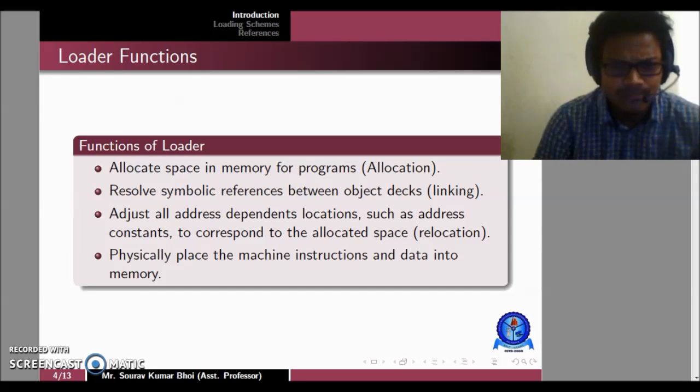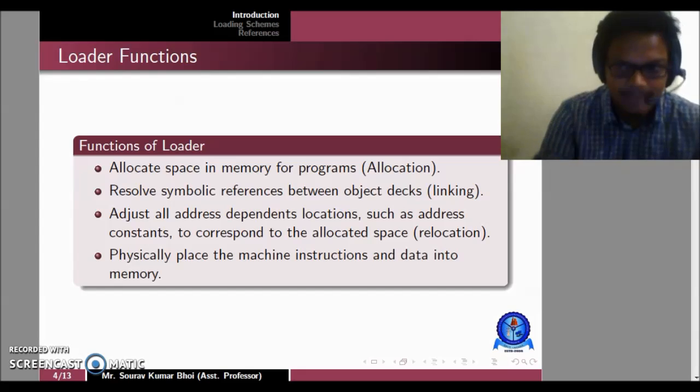So the functions of a loader: allocate space in memory for programs, and resolve symbolic references between object decks. This is called linking. Linking means linking the objects with the libraries. For example, adjust all address dependent locations, such as address constants, to correspond to the allocated space. This is called relocation. And physically placing the machine instructions and data into memory. Understand, these are the four functions of a loader.